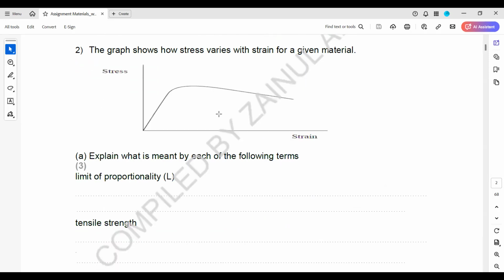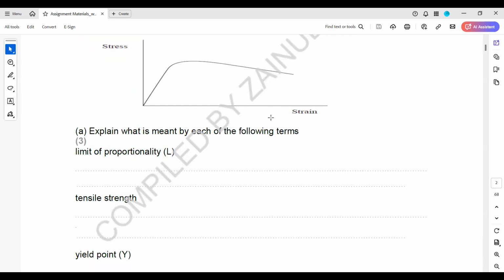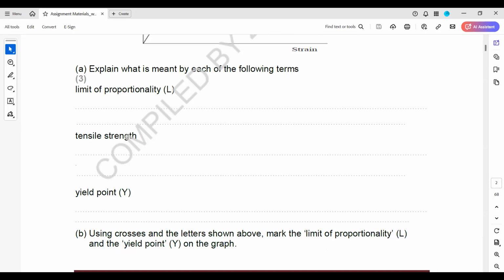The graph shows how the stress varies with the strain for a given material. Explain what is meant by each of the following terms. The limit of proportionality. How do we define the limit of proportionality? The limit of proportionality is the last point, or the limit till which stress is proportional to strain. Or you can also say the limit till which the material obeys Hooke's law. Or you can also say the force and extension are proportional up to this point. Or because it's a stress-strain graph, you can also say stress is proportional to strain up to this point.